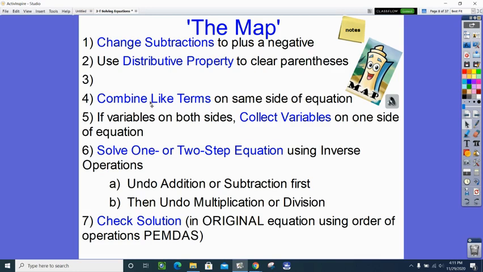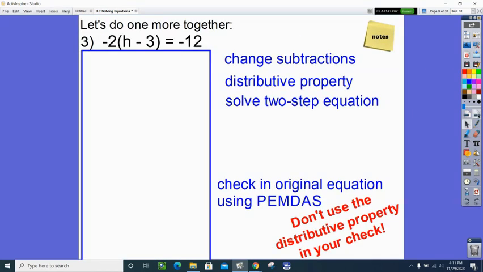Next, you're looking for, are there like terms on the left? Are there like terms on the right? You're going to combine them. Next thing, is there a variable on both sides? That's the next thing we're going to do. And then we'll be solving our 1 or 2-step equation that we are now becoming pros at. And don't forget to always check it in the original, and you use order of operations to do that check. So let's do this one.